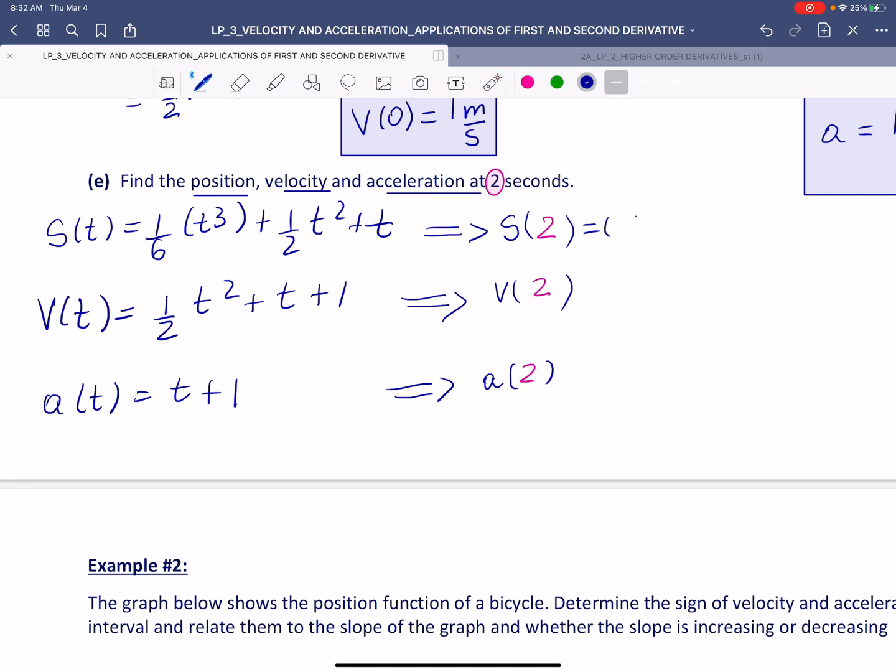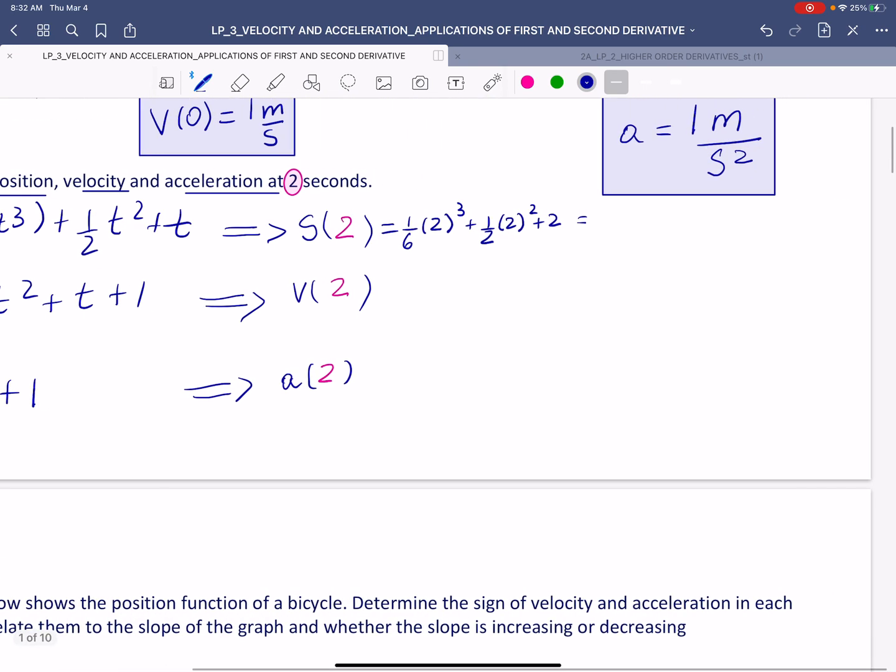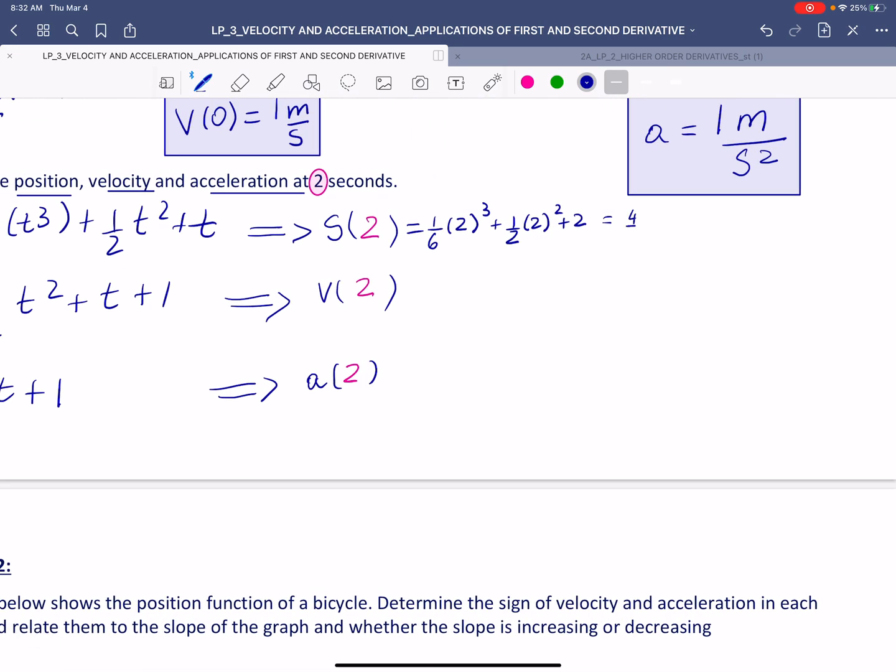So this would equal 1/6 times 2 to the power of 3, plus 1/2 times 2 to the power of 2, plus 2. So that would be 8/6, which is 4/3, plus 4/2, which is 2, plus 2. So 4/3 plus 4 would be 4/3 plus 12/3, which amounts to 16/3. That means that the position will be 16/3 meters away from the initial position.